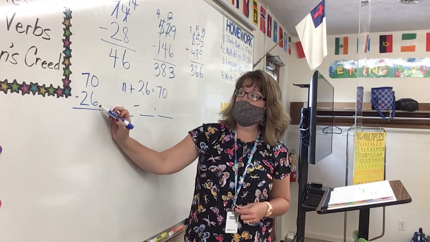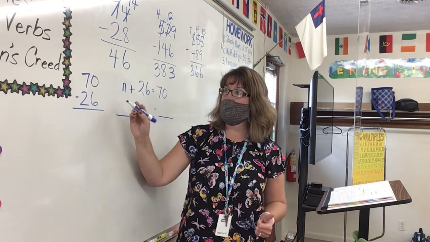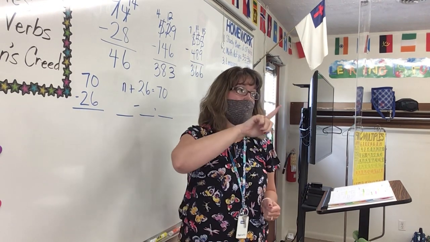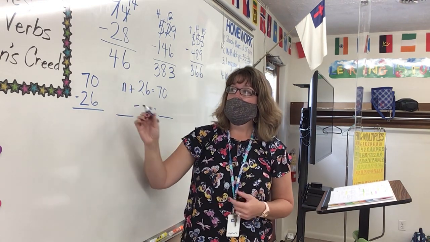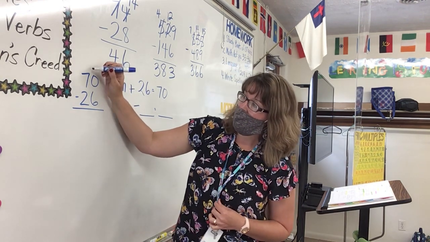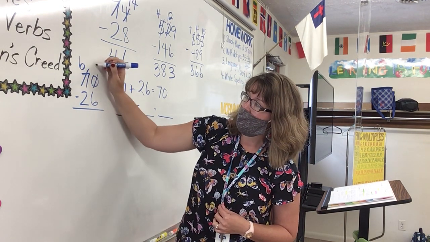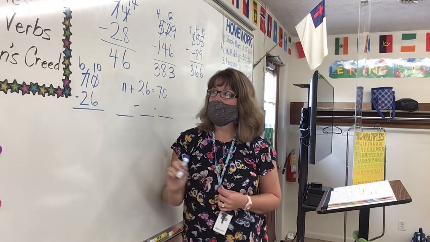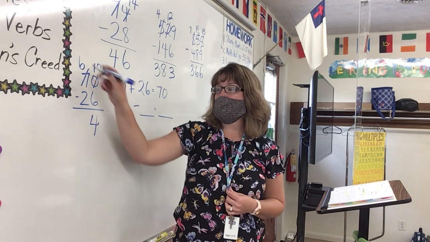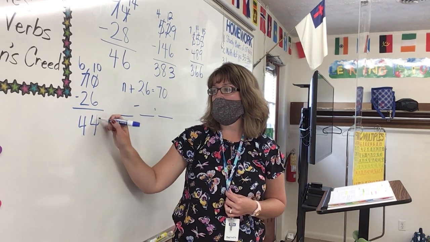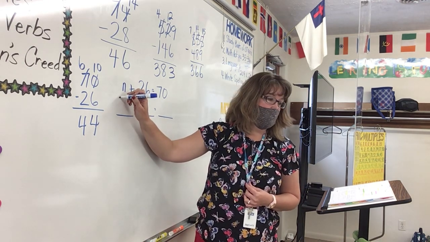minus 26. So we can't take 6 from 0, right? Because 0 is nothing. Can't take anything from nothing, except for God. He can make something out of nothing, but we can't. So we need to borrow from our neighbor, Mr. 7, tens, and he's going to give us a 10, so he's only a 6 now, and my 0 becomes a 10. So 10 minus 6 is 4, and 6 minus 2 is 4. So that means that n is 44.